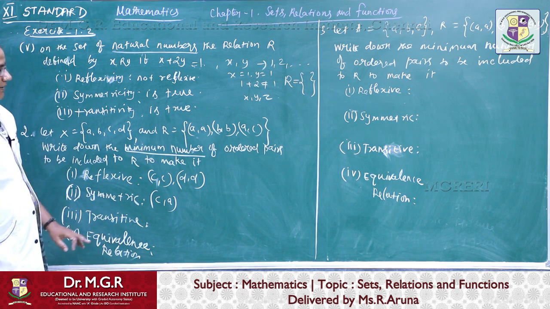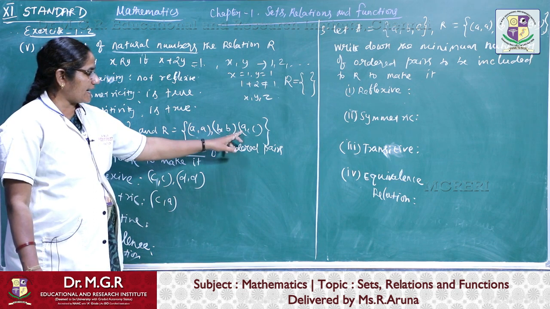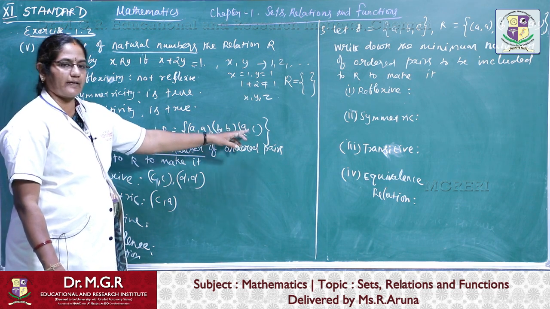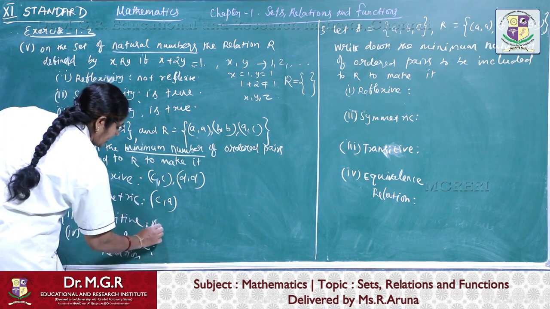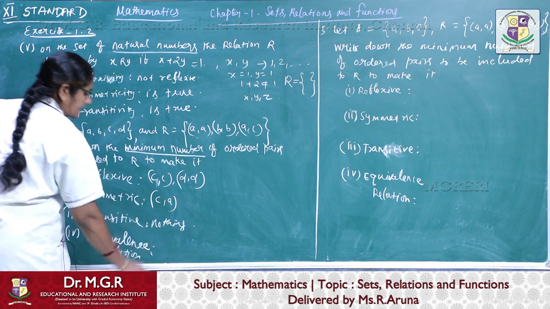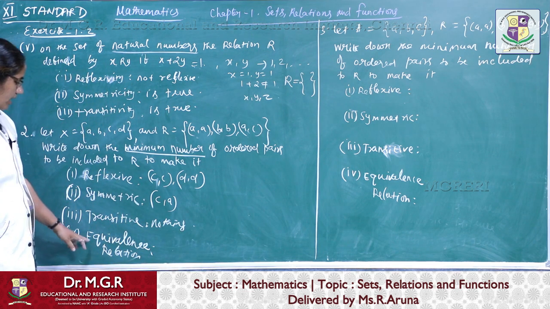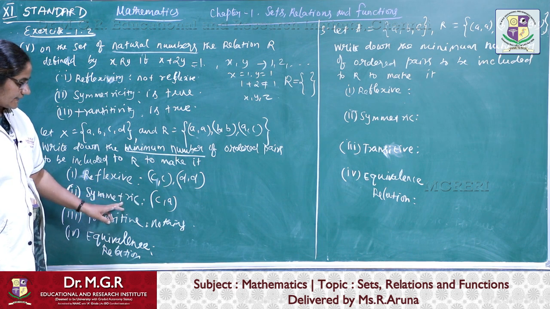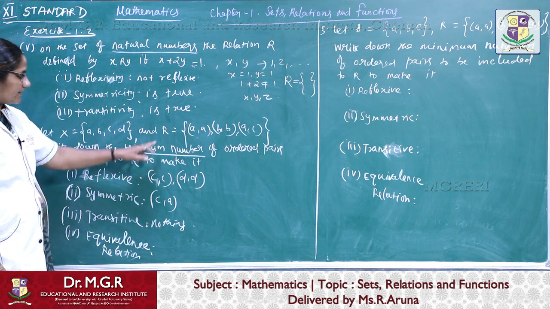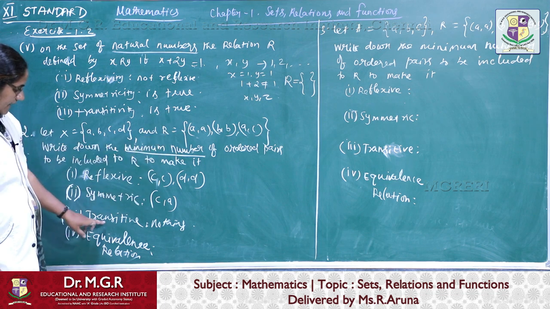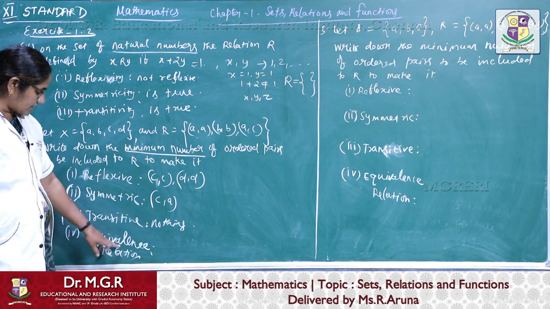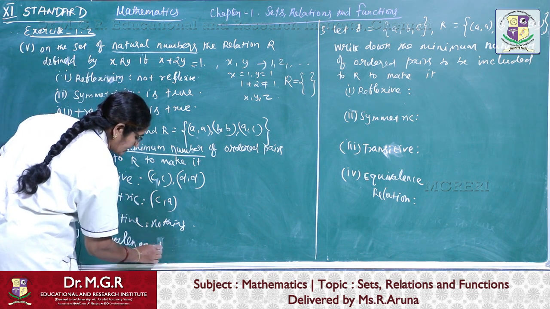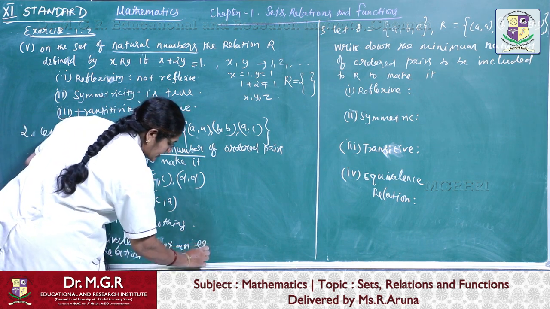Now transitive. Transitive means, given (a, c), we should find (c, b) or something, then only we can include. So for transitive, here we cannot include anything to satisfy the transitive relation. So is this an equivalence relation or not? What is an equivalence relation? If all these 3 properties are satisfied, then only this R is called an equivalence relation. Here transitivity is not satisfied, so we cannot say that R is an equivalence relation. So it is not an equivalence relation.